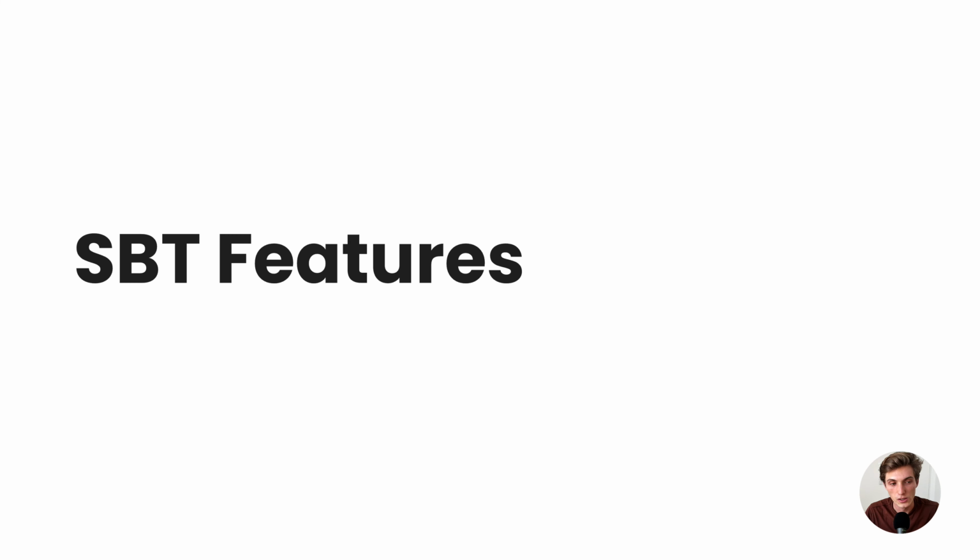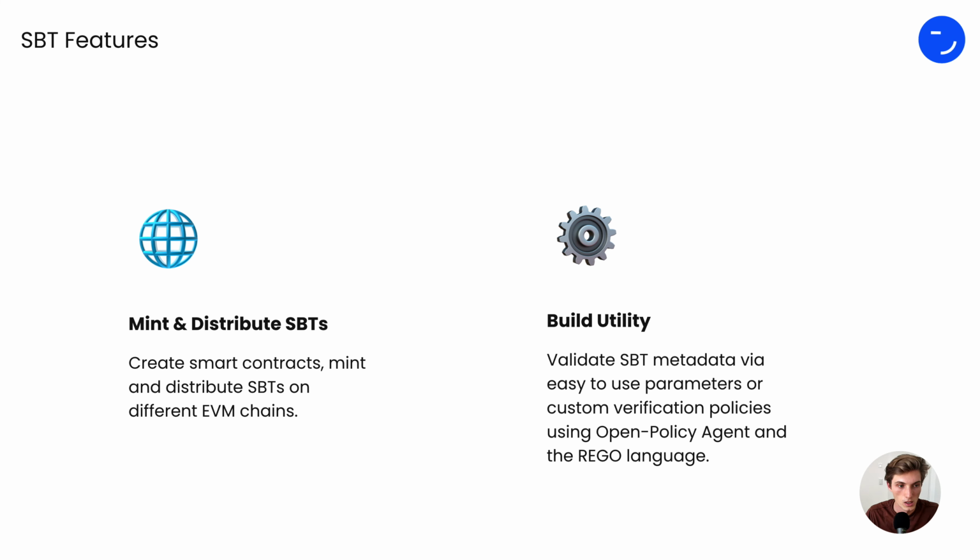So what are now the features you get with walt.id tooling for SBTs? You can mint and distribute SBTs by creating smart contracts and then minting the tokens to different users on all our supported EVM chains. You can also build utility by verifying SBT metadata as well as ownership through our verification endpoints, as well as through our dynamic policies, which you can create using the Open Policy Agent and the Rego language.